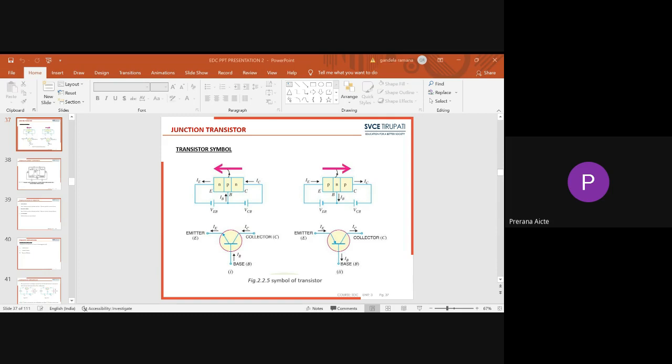So next one, output current equations of common base and common emitter configurations. In the common base configuration, what is the amplification factor? Last class we discussed that the amplification factor is alpha. What is the definition of amplification factor? Alpha is equal to output current by input current.